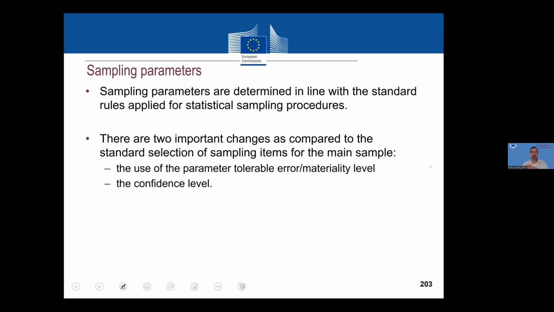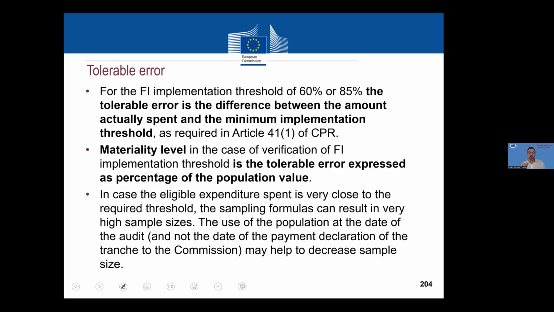In terms of sampling parameters, you use, as you know, the standard rules for statistical sampling, but there are two very important changes. I don't know if I should say changes because the principle is the same, but in practice this is different. One change is, what do we mean here by tolerable error or materiality? What is our materiality in this context? Because it's a completely different context, it's the context of incurred expenditure. And how do you select the confidence level? In what regards the tolerable error, for the implementation of the 60 and 85 thresholds, the tolerable error is to be set as the difference between the amount actually spent and the minimum implementation threshold.